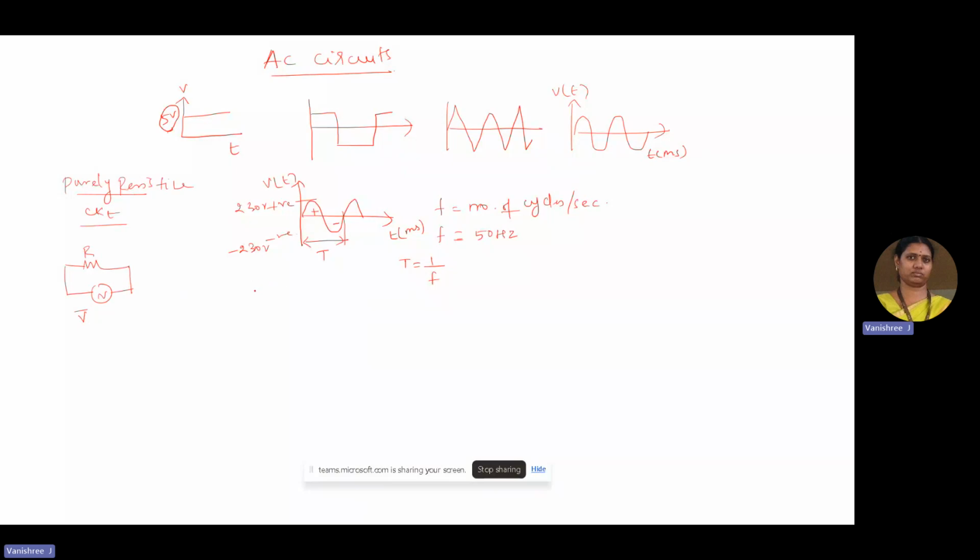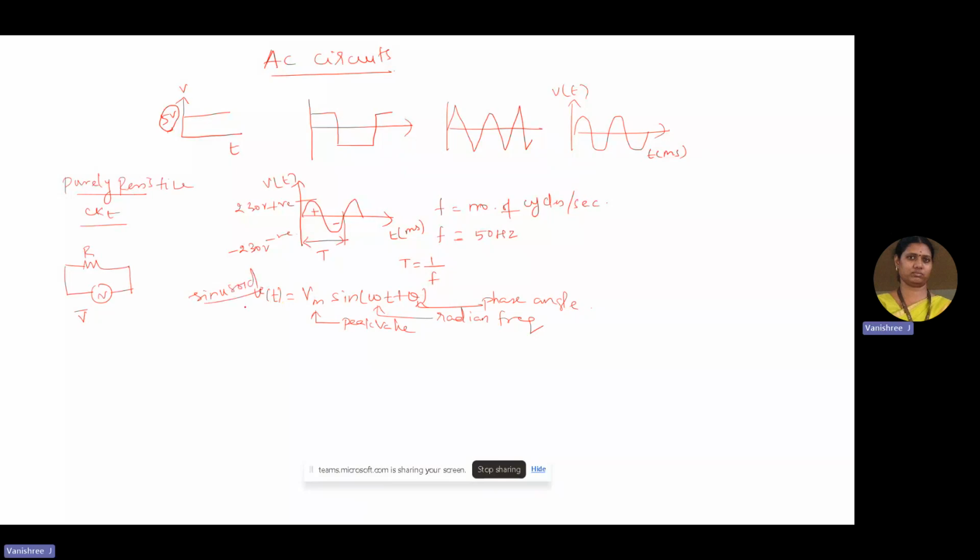So say for example, when you take a voltage V of t, it is represented as Vm sine of omega t plus theta, where Vm is the peak value. Omega is the radian frequency. And theta is the phase angle. So this kind of representation is called a sinusoid.